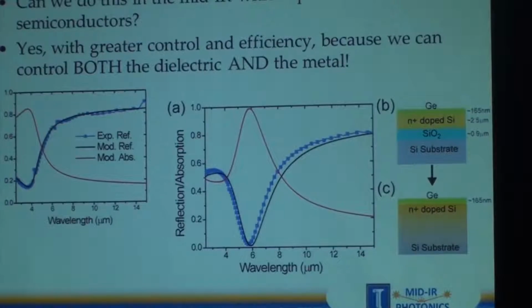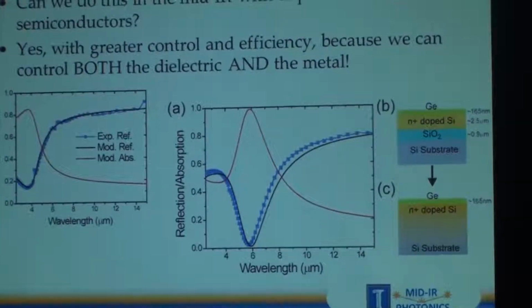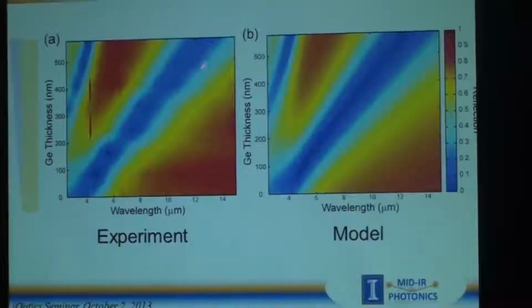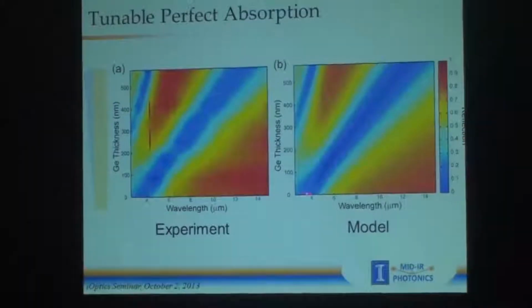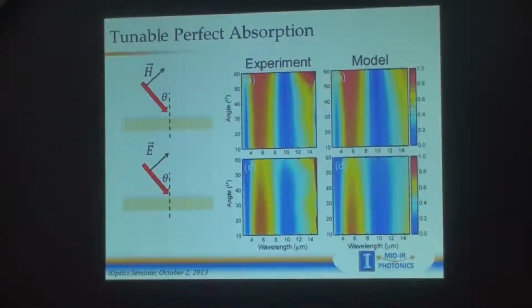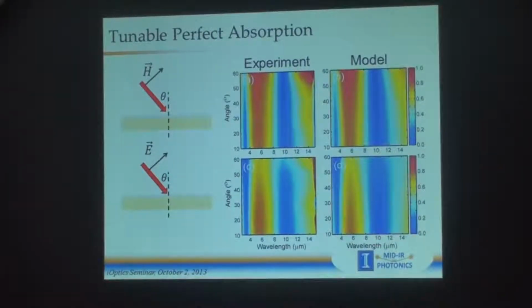Again, this perfect absorption comes from the fact that we're able to control the phase shift at the interface between our doped semiconductor and our germanium. We can play with the thickness, and we can change that absorption resonance all the way from basically under 4 microns out to 12.5 microns. This is a largely angle insensitive and polarization insensitive response, so you don't see much of a shift. What that means is that no matter what angle or polarization you use coming into the sample, you basically get the same absorption resonance.